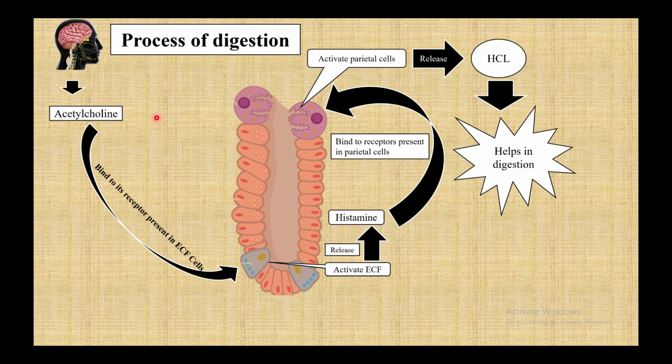Okay, so once again I will do a revision. After having food, after having your lunch or your dinner, it needs to be digested. So the central nervous system will get activated, and it will produce an important neurotransmitter known as acetylcholine, and acetylcholine will come and bind to the ECL cells by binding to their receptors. And when this ECL cell is activated, it will start to release a chemical known as histamine, and this histamine will bind to the receptor present on the parietal cells, and this parietal cell gets activated. When this parietal cell is activated, it will start to release the chemical or juice or acid known as HCl, and this helps in digestion. So this is the process of how digestion occurs.